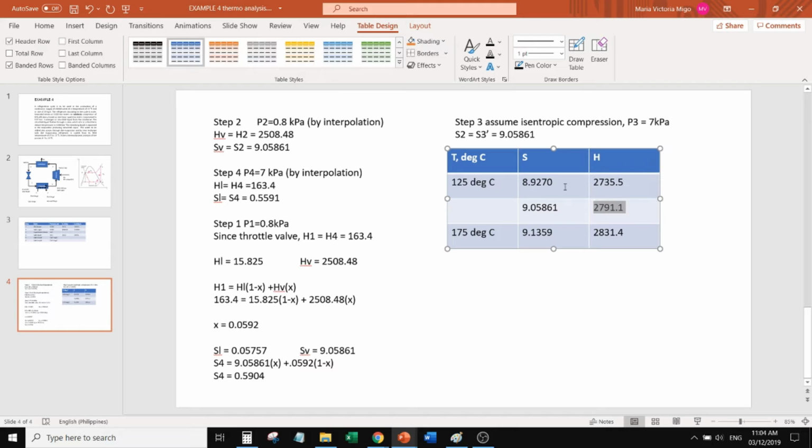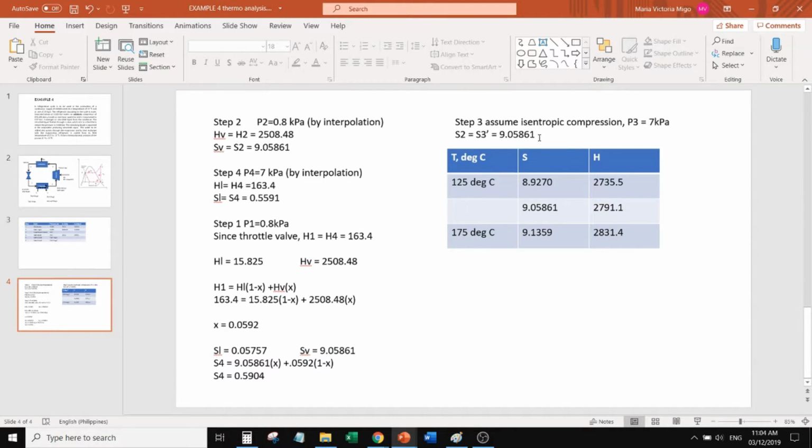So this is via interpolation. H3 prime is, oh no, 2791.1. Okay.